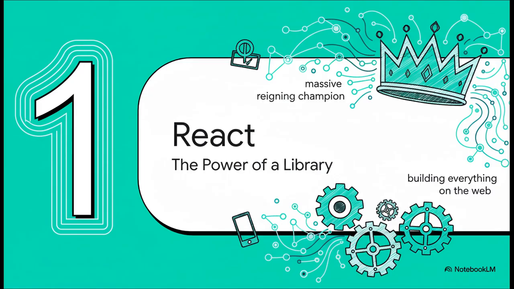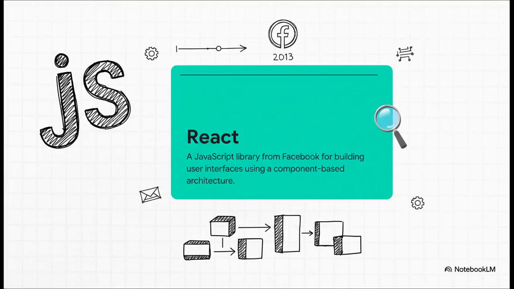For years now, it has been the go-to choice for building pretty much everything on the web, and for some very, very good reasons. It is powerful, it's flexible, and it's backed by a truly massive community. So what is React exactly? Well, to put it simply, React is a JavaScript library. It's not a compiler. Facebook released it way back in 2013, and its whole purpose is to help developers build user interfaces by breaking them down into small, manageable, reusable pieces that we call components.